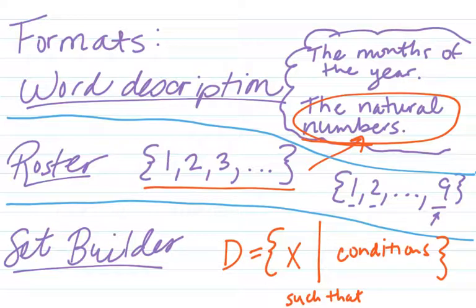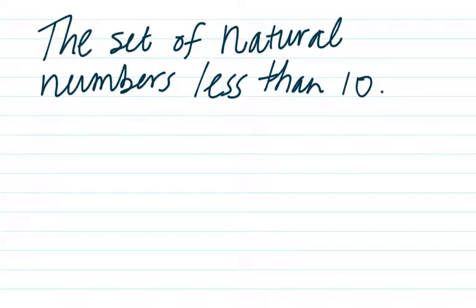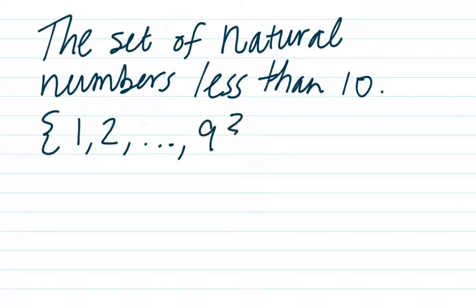I'll show you what I mean. I'll give you an example. Let's make a new page. Let's suppose I have the word description of the set of natural numbers less than 10. For me to write this in roster form, I would just list the natural numbers less than 10. I could write it 1, 2, ... 9 and stop there, or I could write them all the way out. 1, 2, 3, 4, 5, 6, 7, 8, 9 within the brackets.